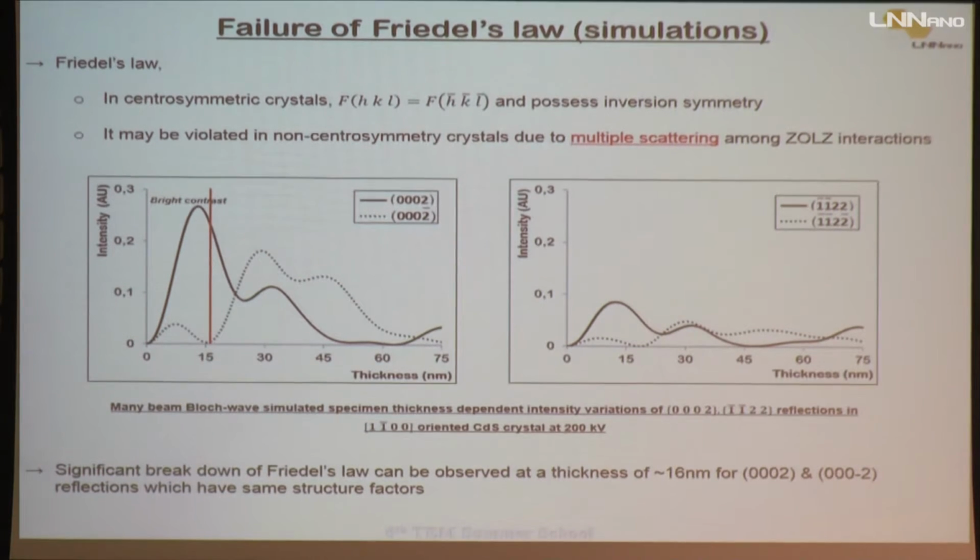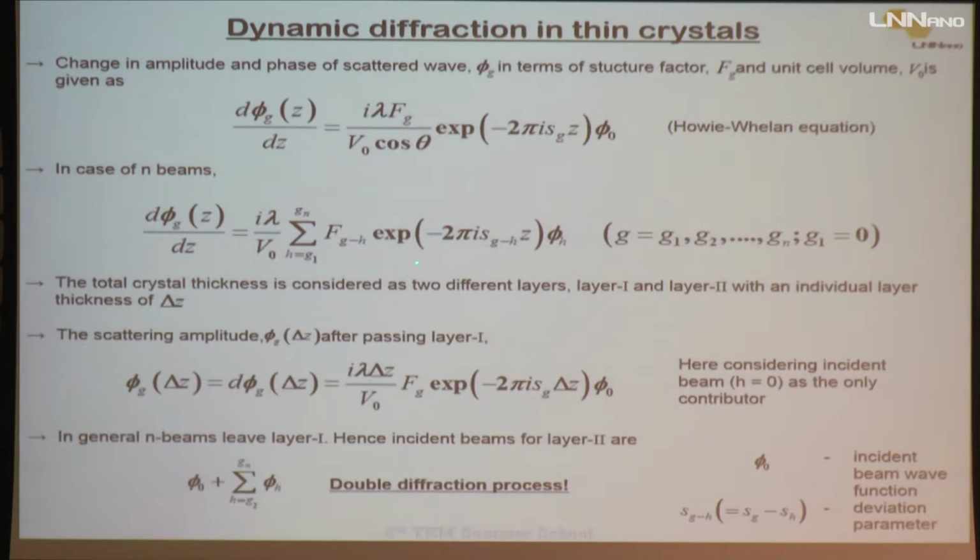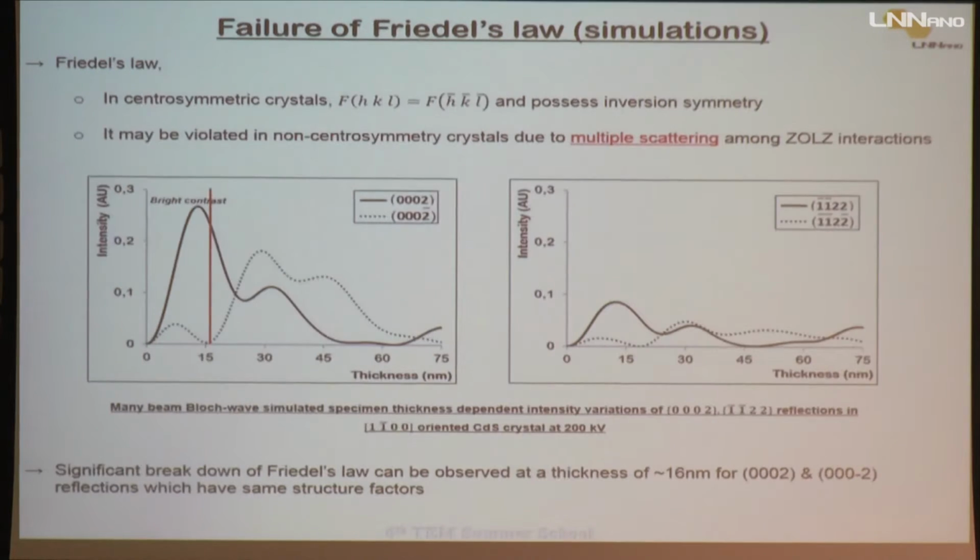But before going to the experimental analysis, I tried to do it theoretically, and then I did the experimental analysis. So for understanding this, I tried to calculate the intensity obtained from a CBD pattern using the Howie-Whelan equation. And this is the Howie-Whelan equation. It gives the change in amplitude or phase of a scattered wave, and it's related to the structure factor. If we extend this equation to the n-beam case, it looks something like this.